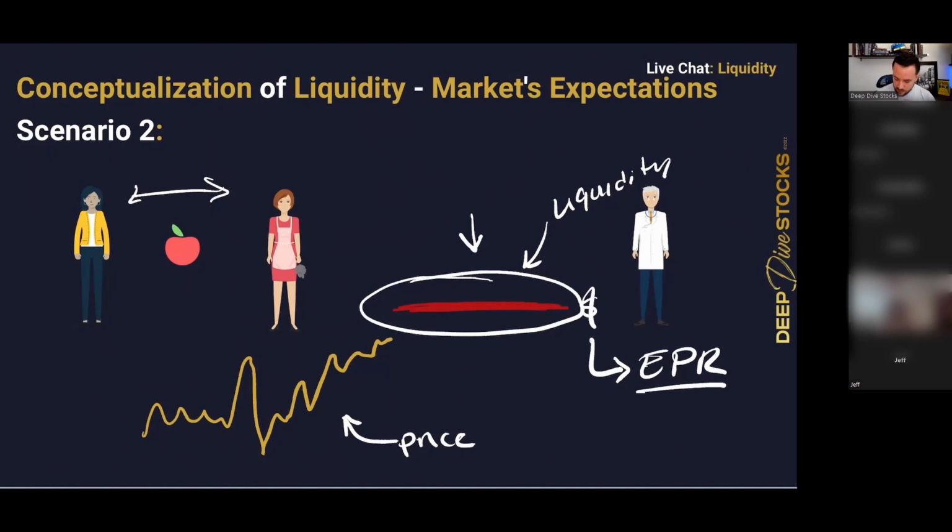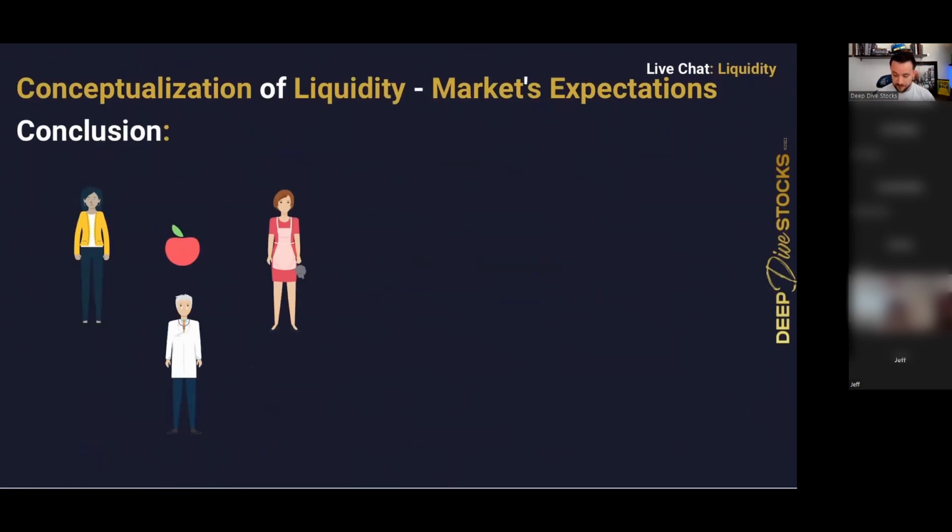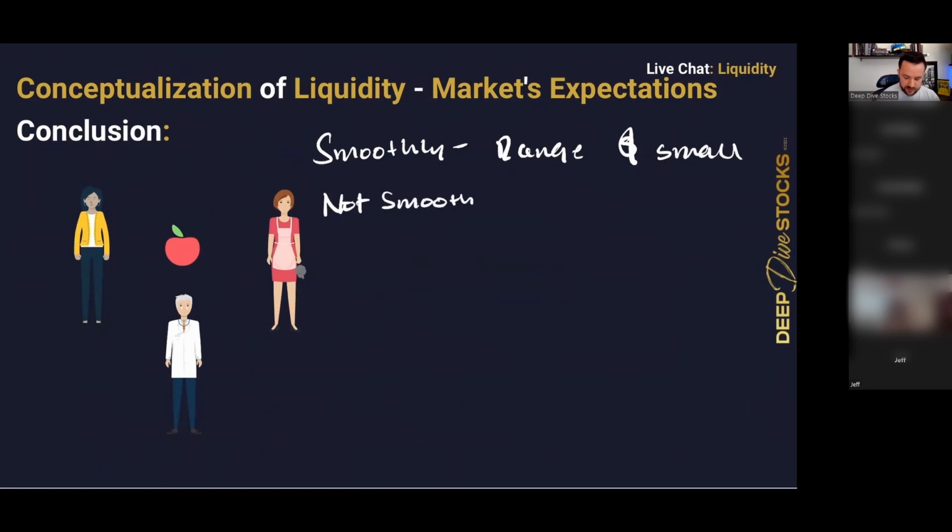All right. So the market's expectations, pretty straightforward. If things are running smoothly, the range of prices is pretty small. When things aren't running smoothly, you start to see the range of acceptable prices increase, and it starts expanding and expanding. It becomes harder sometimes, depending on how you play in the market, to position yourself if things are very illiquid, just from an expectations standpoint. Okay. Any questions on market expectations?